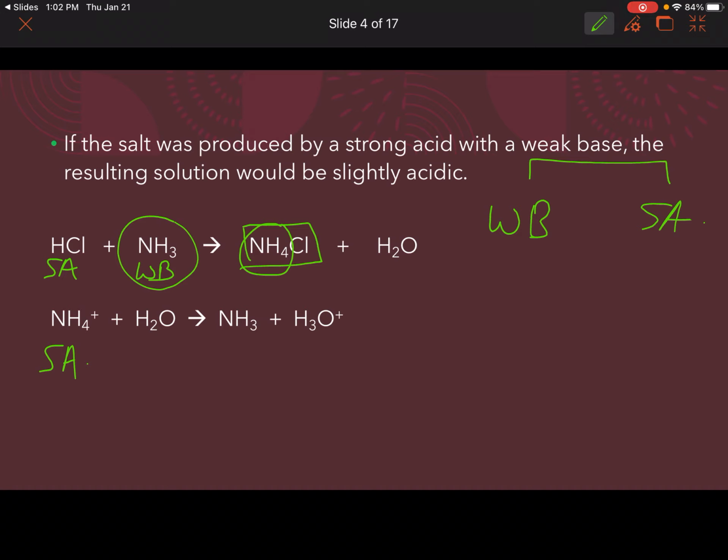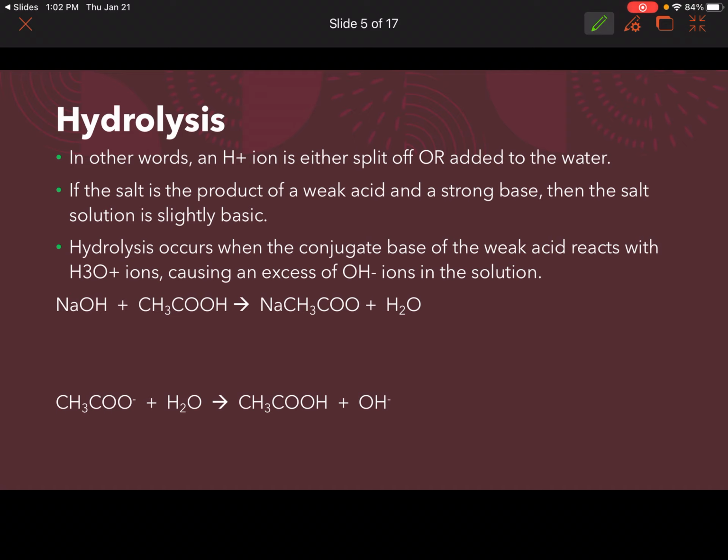So it's going to react with the water, and it's acting as an acid, so it's going to donate a proton to the water, leaving us with some H3O plus. So this is why we get an acidic pH. Because that NH4 plus that's in the ammonium chloride salt is reacting with water, or hydrolyzing, to make the hydronium ion. So that's going to leave us with an acidic pH. So this is called hydrolysis when this happens. So in other words, an H plus ion is either split off or added to the water.